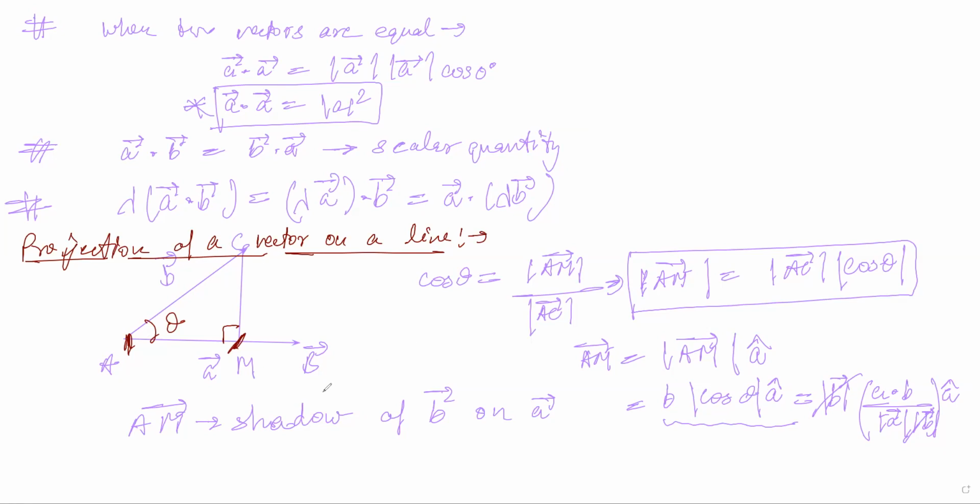So I think we have done something wrong. Cos theta would be AM by AC. AM would be AC cos theta, correct? And we have to find out the projection.